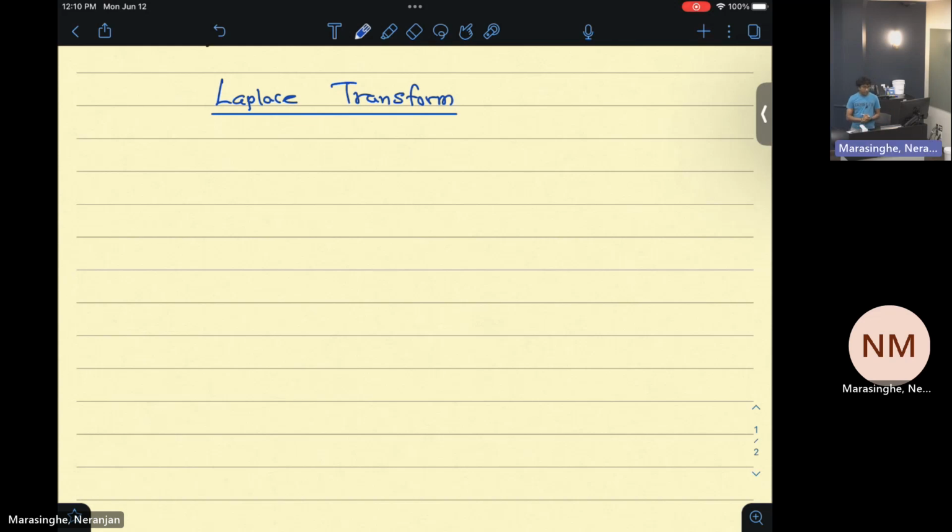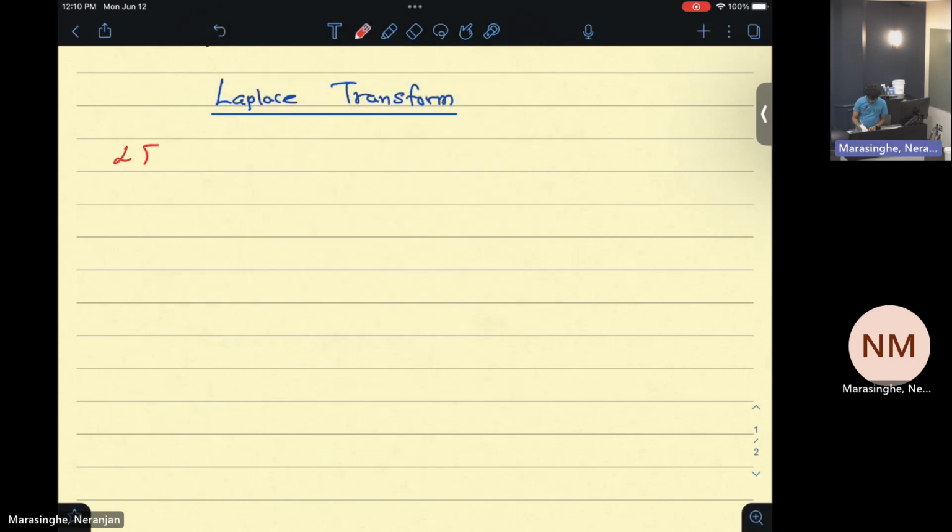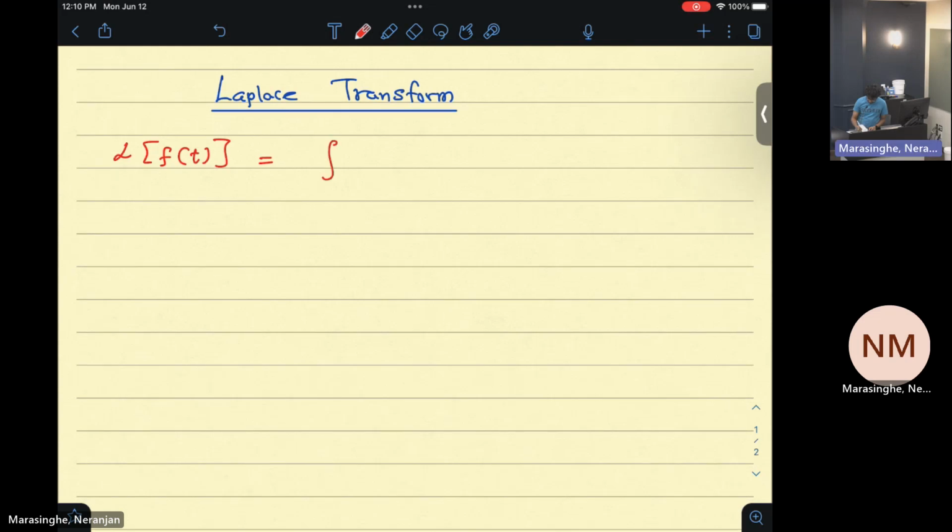Okay. Let me recall what we did so far. I gave the definition of the Laplace transform. So you have a function f(t), and then we defined the Laplace transform in this way. It is the integral from 0 to infinity of f(t) e to the minus st dt. This is how we defined the Laplace transform.